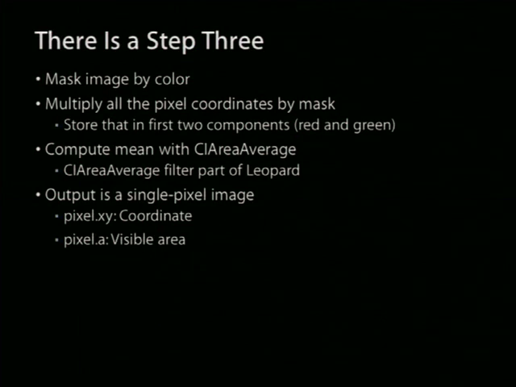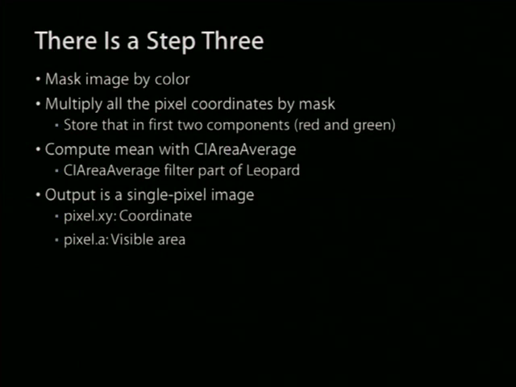The next step is for every pixel we take its XY coordinate and multiply that by the mask, and store that, and this is kind of the funky part, store the multiplied XY coordinate in the pixel as the red and the green component. So this is where having floating point images is really useful. At this point, you have an image which is zero everywhere except for the ball, which has little tuples of XY all over it. And then we use a new filter in Leopard, the CI area average, which computes the average color, essentially, of an image. In this case, it computes the average XY coordinate over all the coordinates in that ball, which gives you the center of gravity.